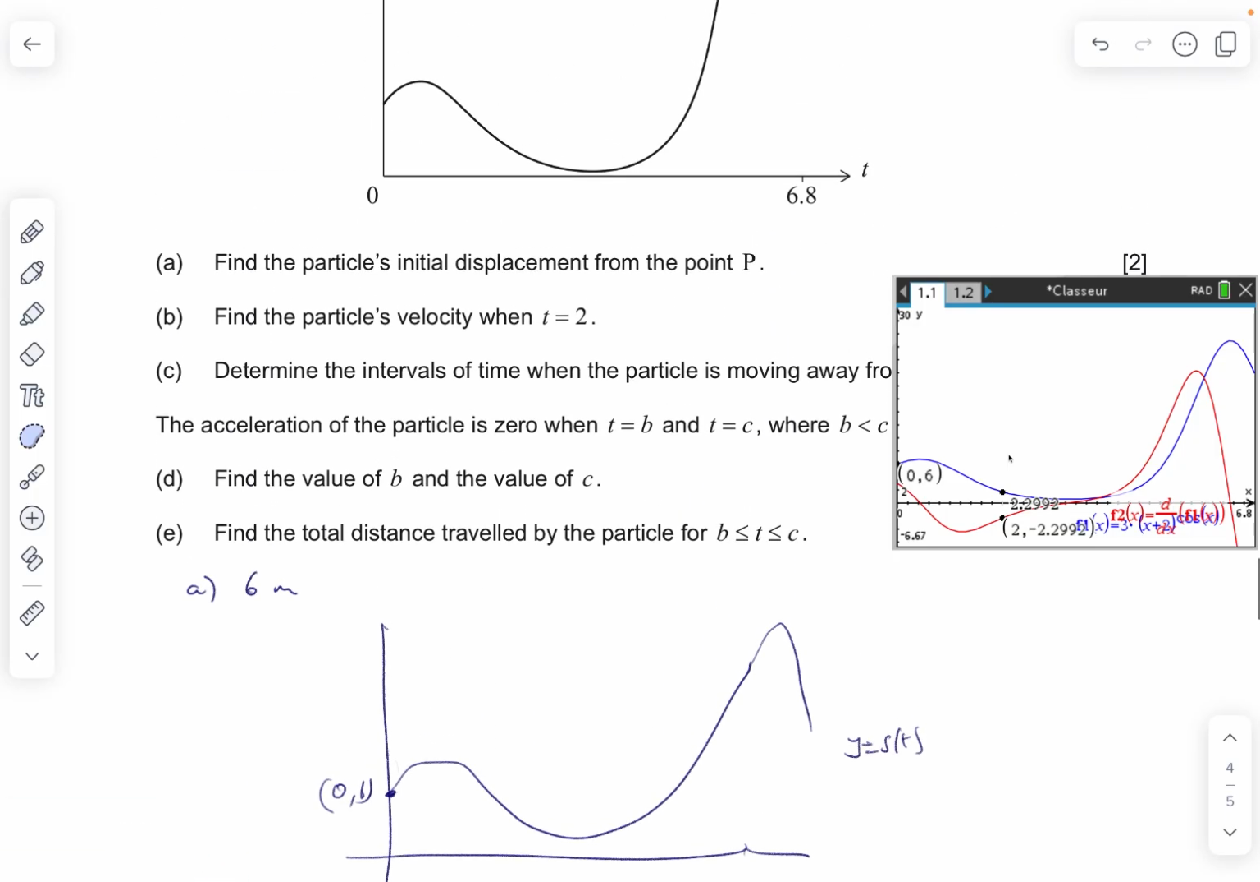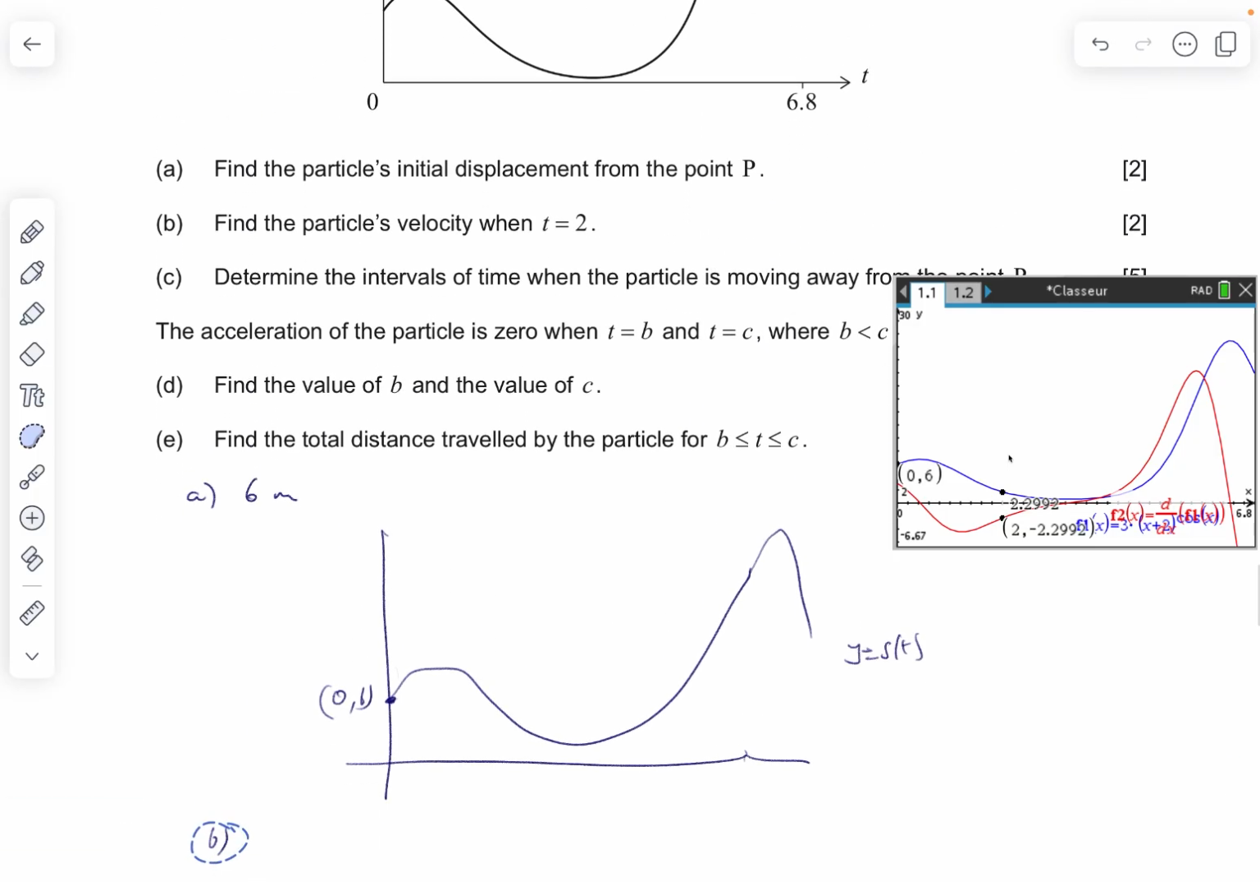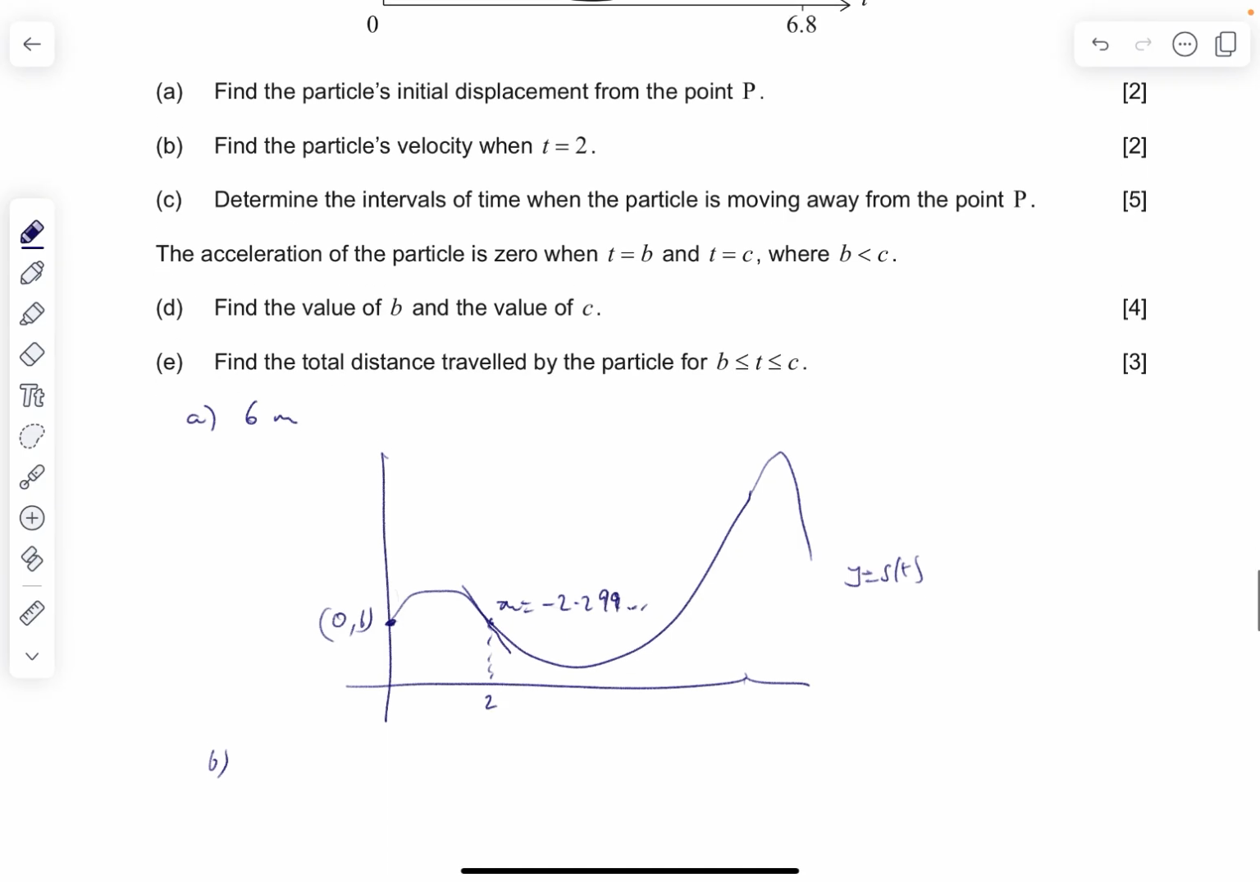Part B, find the particle's velocity when t equals 2. So then here, I can just put this as 2. Find the gradient at that point. It's actually m equals negative 2.299... So B is V of 2 equals negative 2.299..., which is approximately equal to negative 2.30 meters per second.